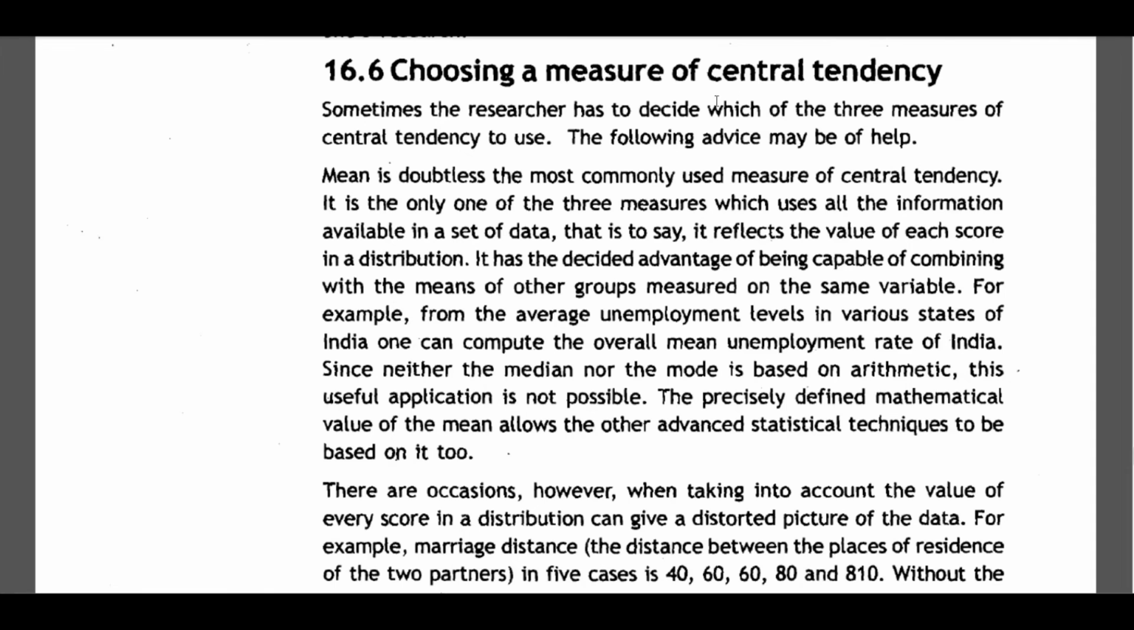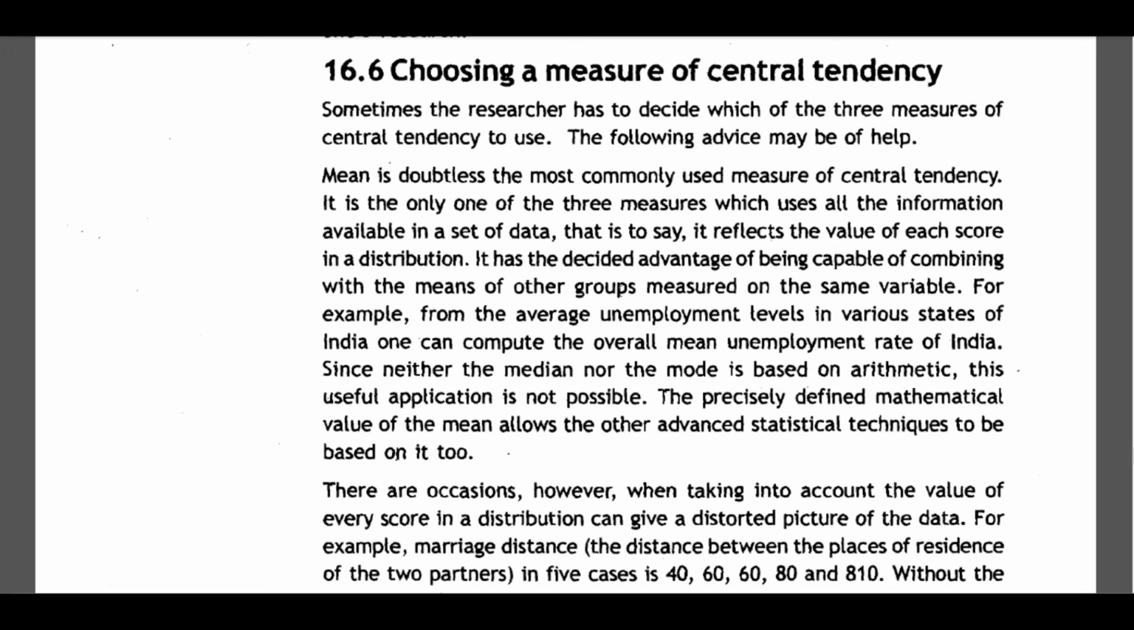16.6 Choosing a measure of central tendency. Sometimes the researcher has to decide which of the three measures of central tendency to use. The following advice may be of help. Mean is doubtless the most commonly used measure of central tendency. It is the only one of the three measures which uses all the information available in a set of data. That is to say, it reflects the value of each score in its distribution.